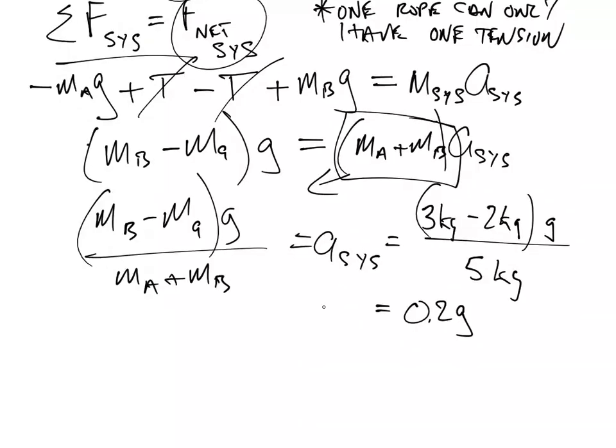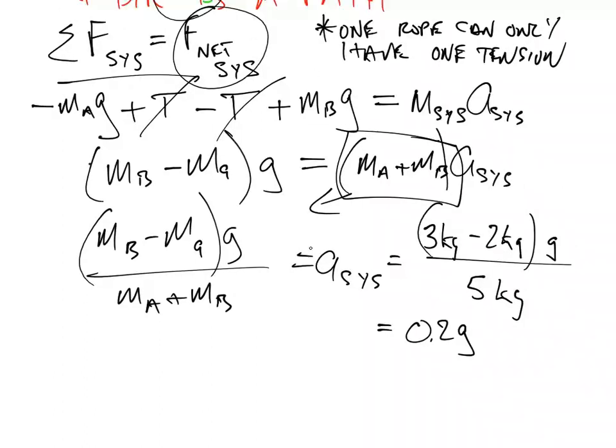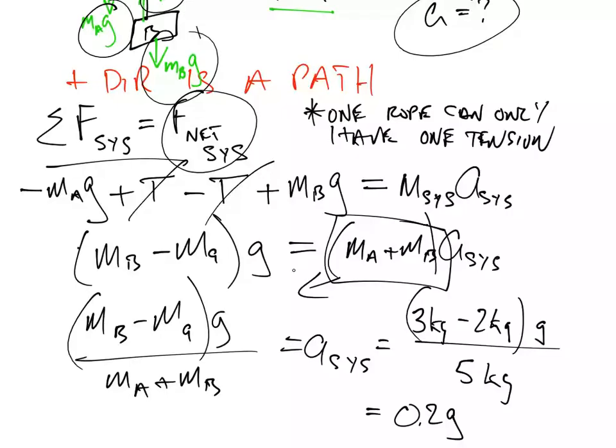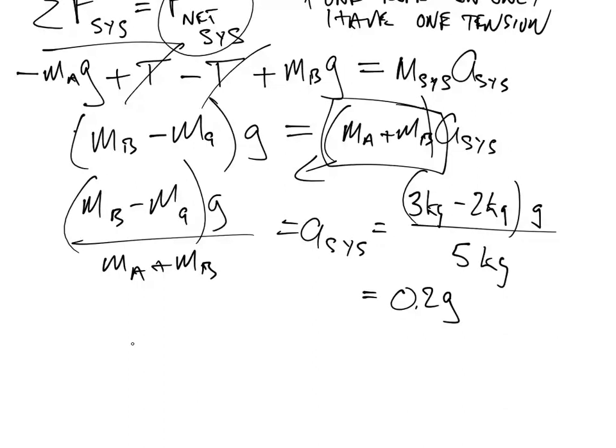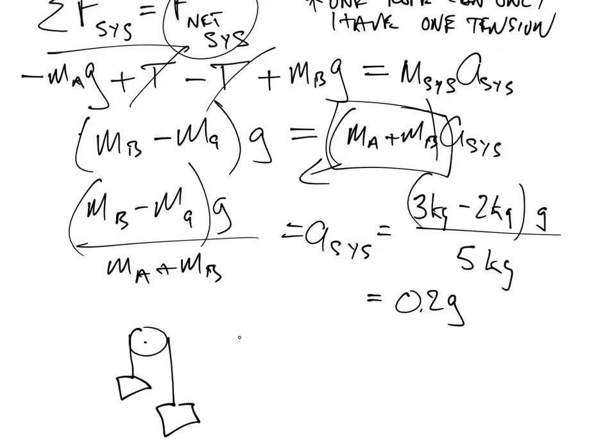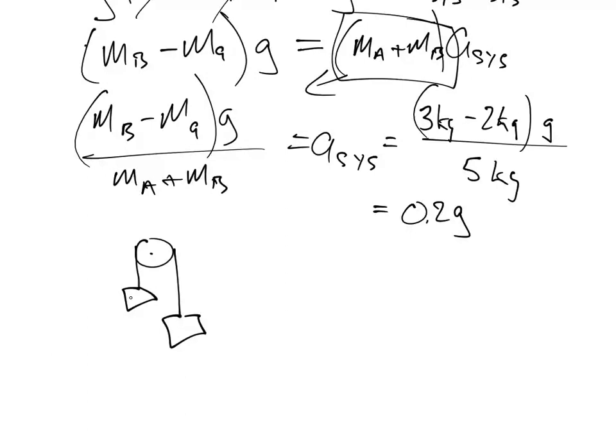Now, we know the acceleration of the system. Question is, which mass does this apply to? Well, let me draw the picture again. The one up there is getting a little bit messy. So if I draw it again, what this means is that this mass is accelerating up at 0.2 g, and this mass is accelerating down at 0.2 g. The accelerations must be the same, or else the rope would have to stretch.